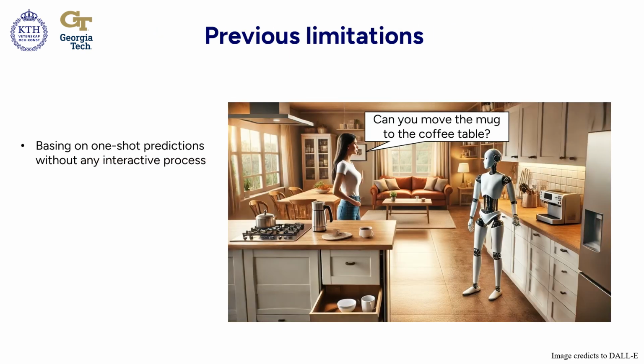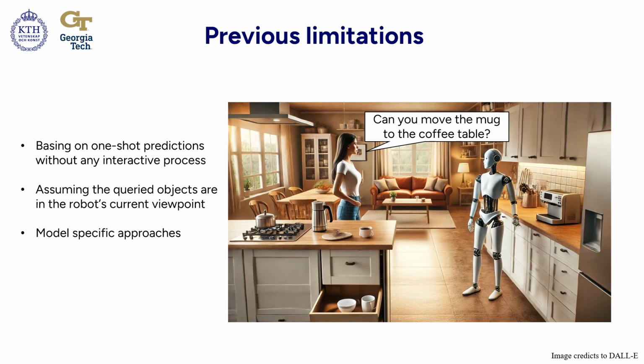Previous studies on object search either relied on one-shot inferences without incorporating effective clarification strategies, or focused on fixed visual scenes, assuming the queried objects are in the robot's current viewpoint, and suggested model-specific approaches. To address these limitations, we leverage informative follow-up questions and propose a model-agnostic method that enables robots to find the locations of objects in household settings.